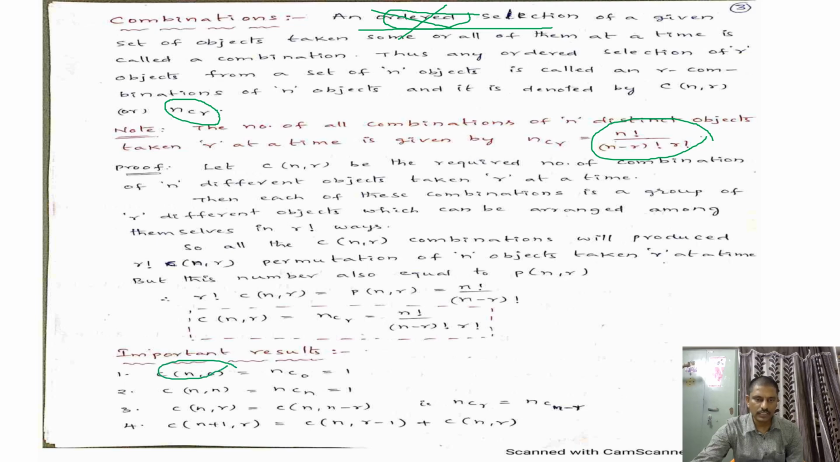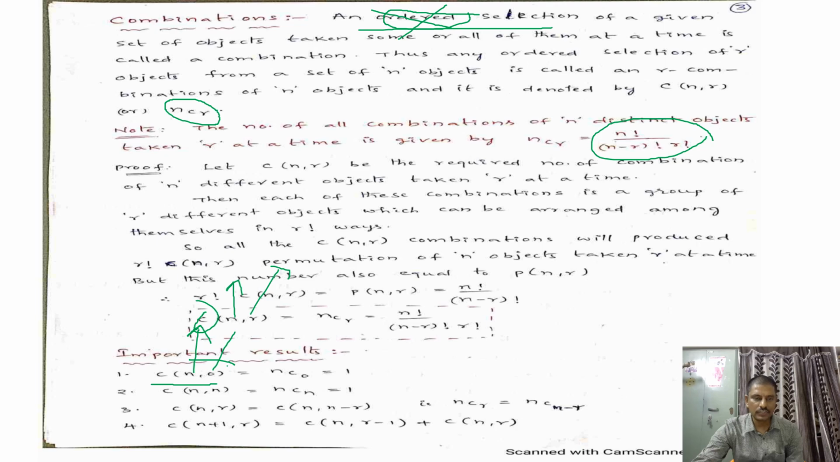nC0. So this is the notation we need to use to represent the combination. Some others represent combination by the notation C of n comma 0. Here n stands for the number of objects given to us, and r stands for the number of objects we are taking. C stands for combination.